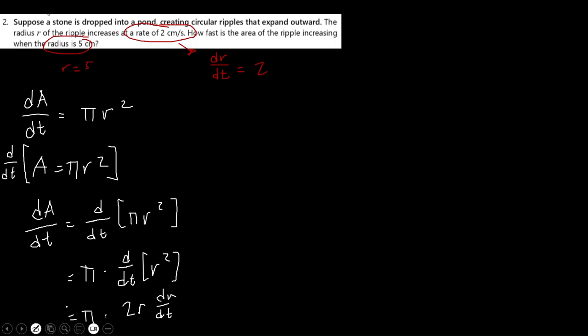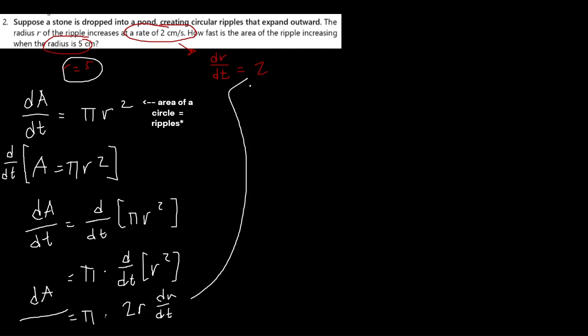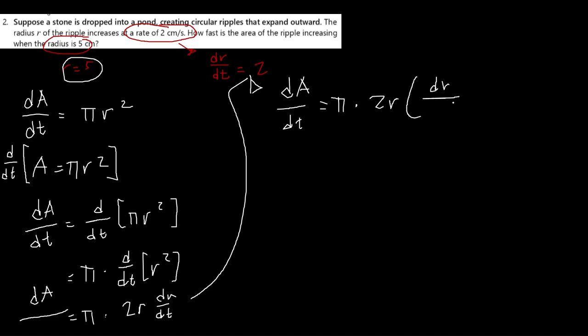So now we have r, which is 5, and dr over dt, and we're trying to find dA over dt. So okay, let me transfer this here. dA over dt is equal to pi times 2r dr over dt. And well, you look at that. We already have all the information we need to find the rate that the area is increasing. So all we have to do is substitute the values.